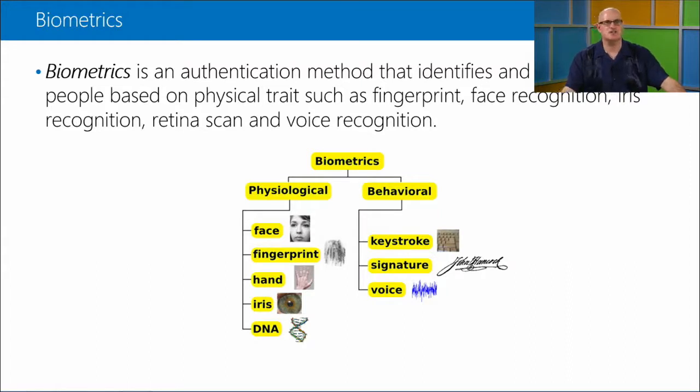Biometrics. So this is part of your physicality. There's physiological biometrics and then behavioral biometrics. So physiological biometrics, part of your face, your retina, your fingerprint, your hand, your iris, DNA, saliva, tongue print, however fancy they want to get.